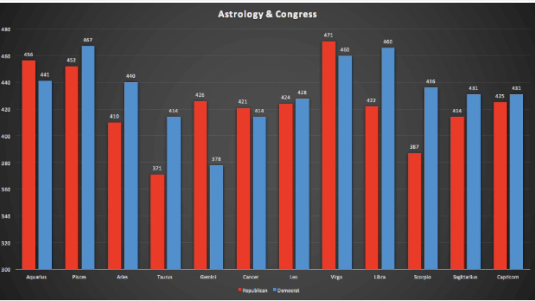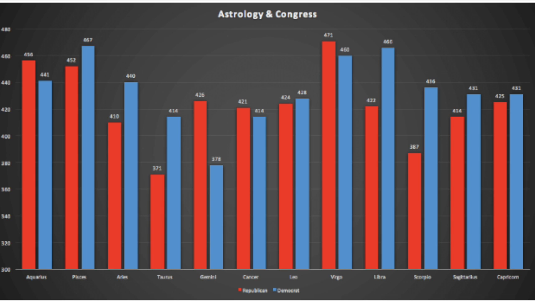We made 95% confidence intervals of the number of members who were a certain sign for each party. For Republicans, the confidence interval was 406 to 441, and for Democrats, it was 418 to 450. Based on these intervals, we conclude that for Republicans, Aquarius and Pisces are overrepresented with 456 and 452 respectively. Scorpio and Taurus are underrepresented amongst Republicans with 387 and 371 respectively.